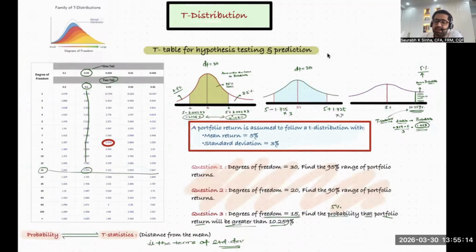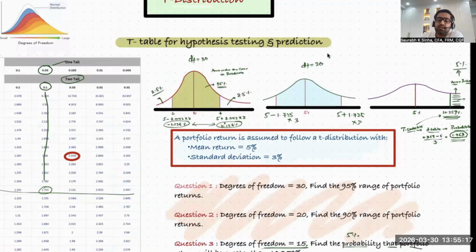Okay. With that, I tried to build up the intuition to read the T table and help you convert T statistics into probability and probability into T statistics. Always remember that as you're moving towards a bad distribution, your confidence interval will increase, your range of prediction will increase, because bad distribution means bad quality of prediction. And that's why you cannot be 100% sure or 95% sure with a narrower range of returns or narrower range of estimates.